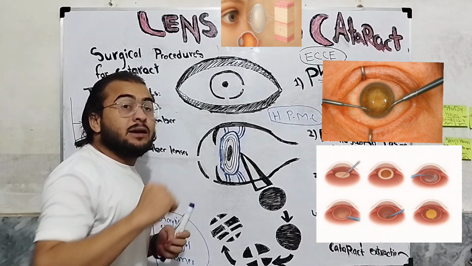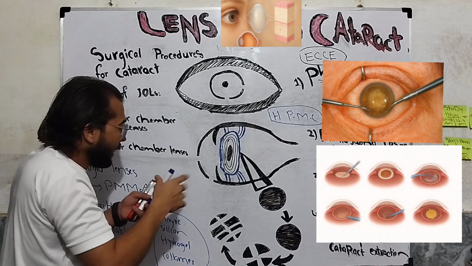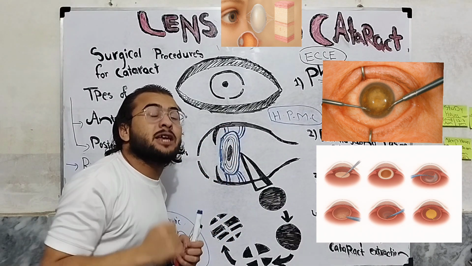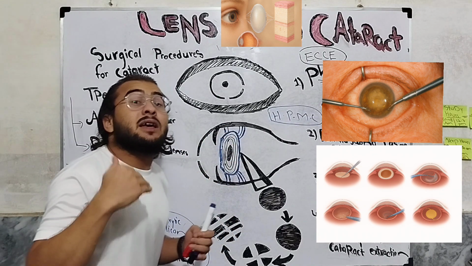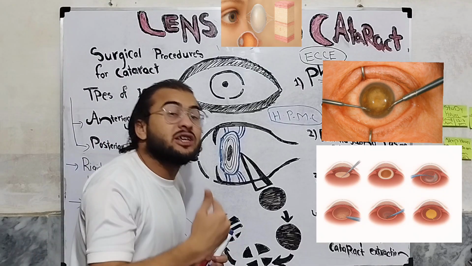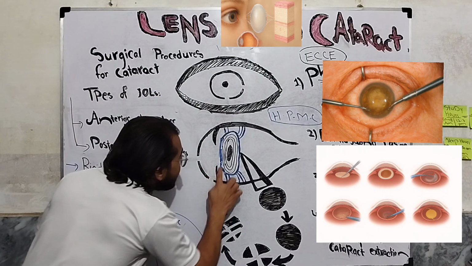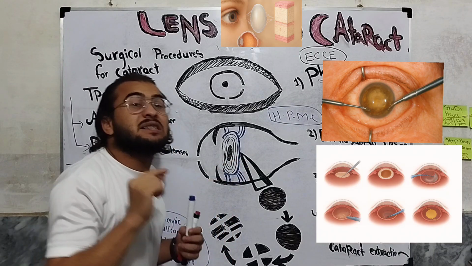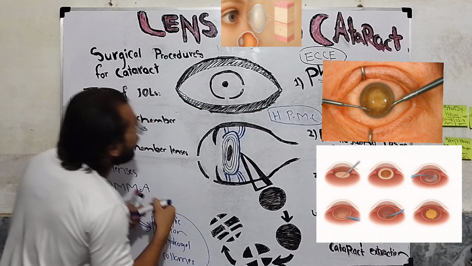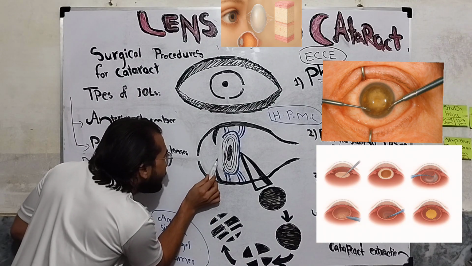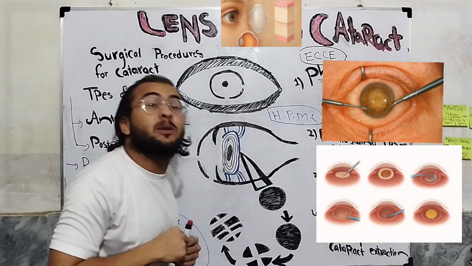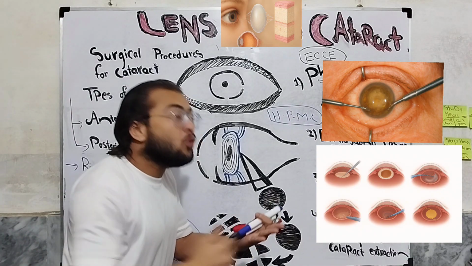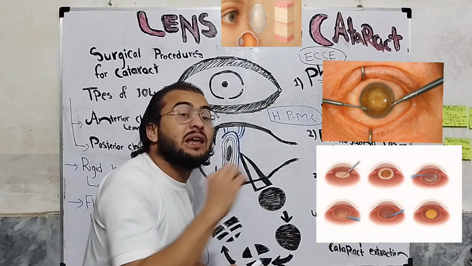Now what are we doing? The fourth step is that we remove the anterior capsular pole. This is called anterior capsulotomy or anterior capsulorhexis. The anterior capsular pole is removed with a cystotome. This is capsulorhexis.